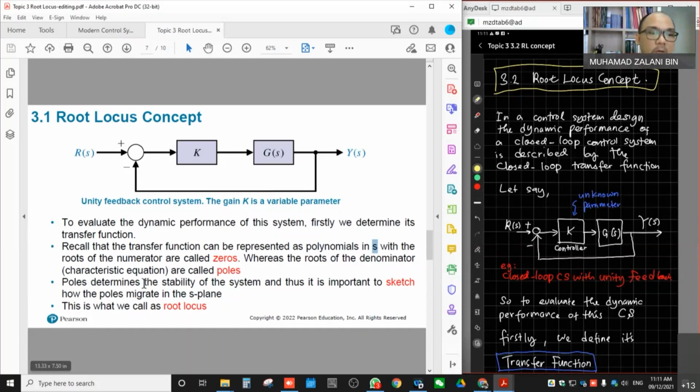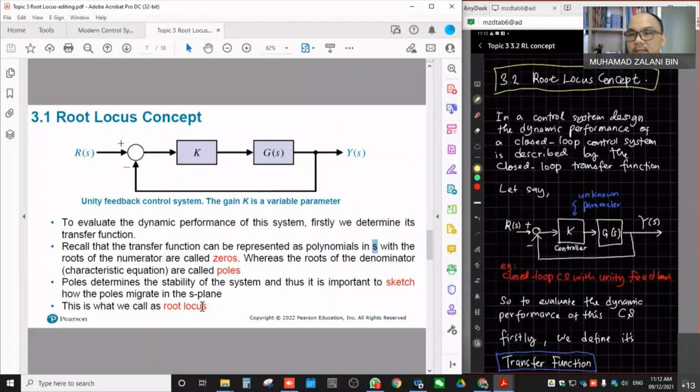Okay, point number three here. Poles determine the stability of the system, and thus it is important to sketch how the poles migrate in the S plane. That is what we call root locus. We established our understanding of root locus in the previous discussion, in the introduction. It is about the migration of the roots on the S plane. So we need to do sketching so that we can understand which region of S is stable enough and which region of S is not stable for that particular system.